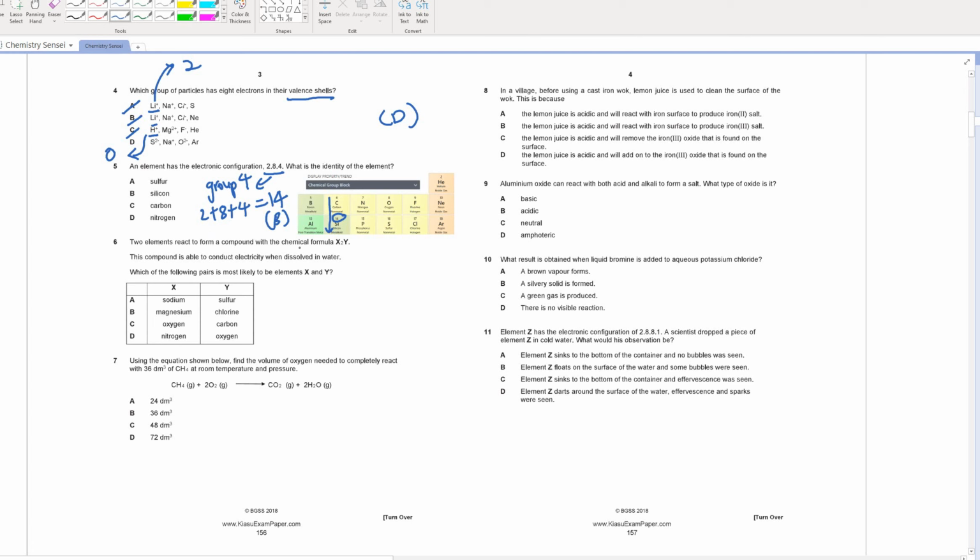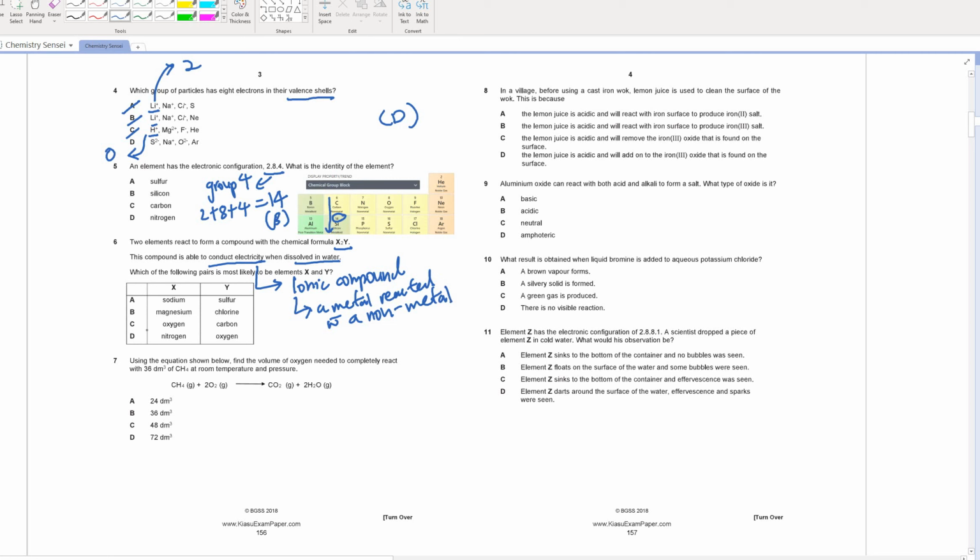Two elements react to form a compound with the chemical formula X2Y. This compound is able to conduct electricity when dissolved in water. As this compound is able to conduct electricity when dissolved in water, this tells us that this compound is an ionic compound. Ionic compounds have a metal reacted with a non-metal. Okay, so let's take a look.